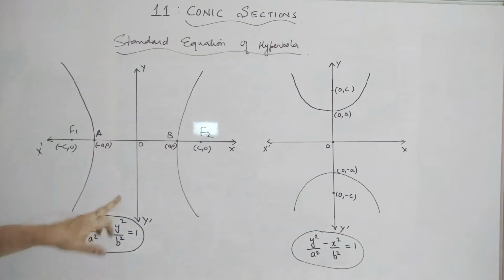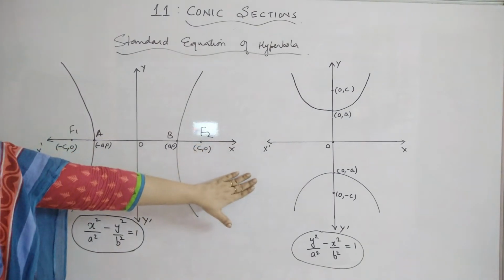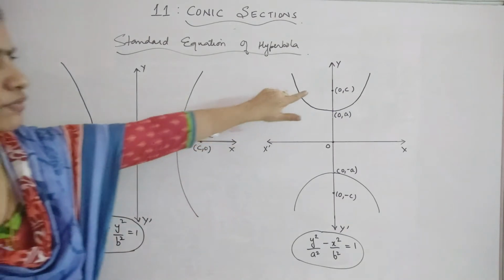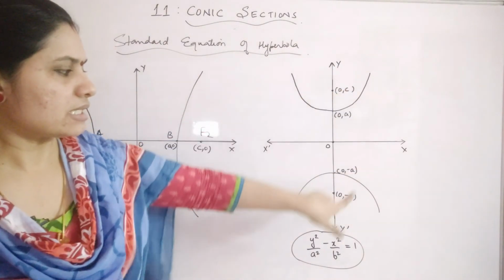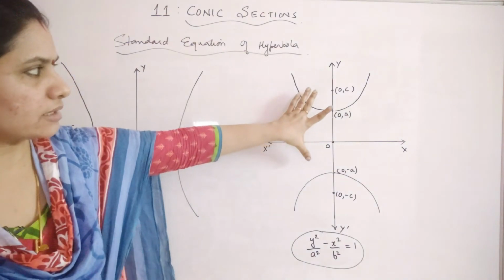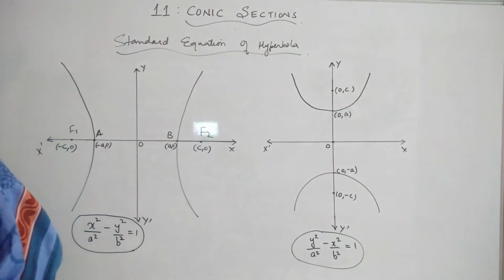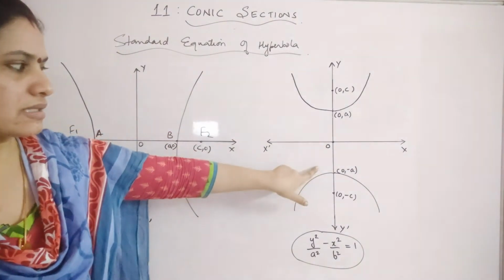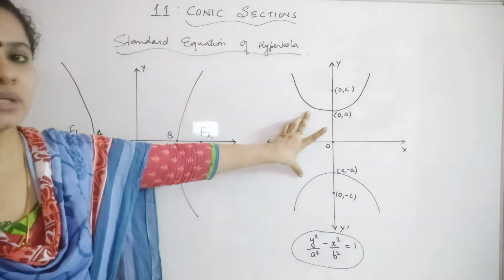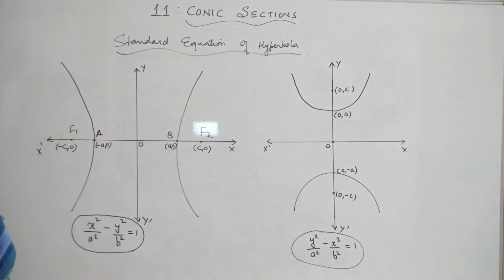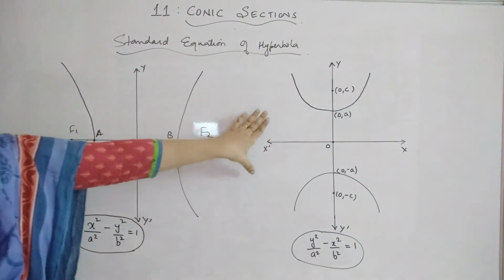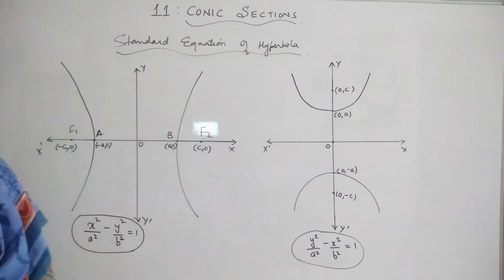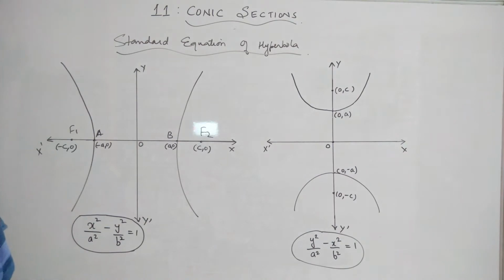And the second case is where the focus is lying on the y axis. So the coordinates of the foci will be 0 comma c and 0 comma minus c. The total length between the foci will be 2c again, and the coordinates of the vertices will be 0 comma a and 0 comma minus a. Again the distance between the vertices will be 2a itself. And the equation of this type of hyperbola is y square by a square minus x square by b square equal to 1.